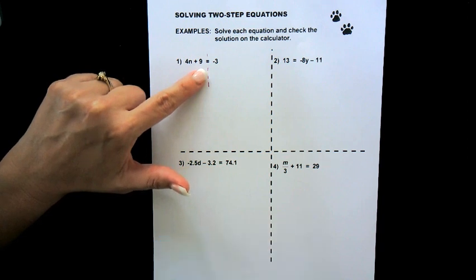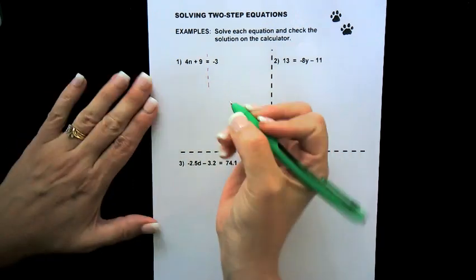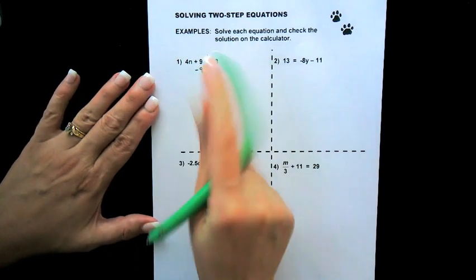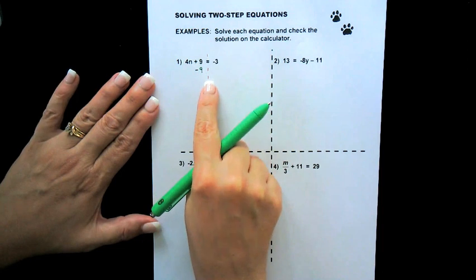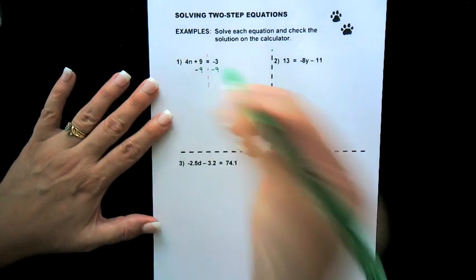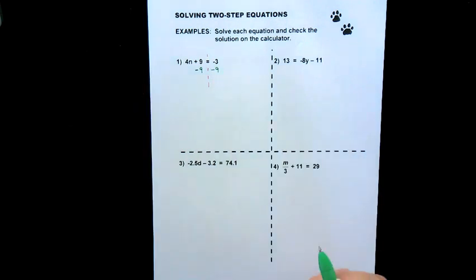Now, we're going to take care of the adding 9 part first. So we're going to do the opposite of adding 9. Now, the opposite of adding 9 is to subtract 9. I want you to see where I'm going to write subtract 9. I write it right underneath the plus 9, okay? I'm also going to subtract 9 on the other side of my imaginary line.